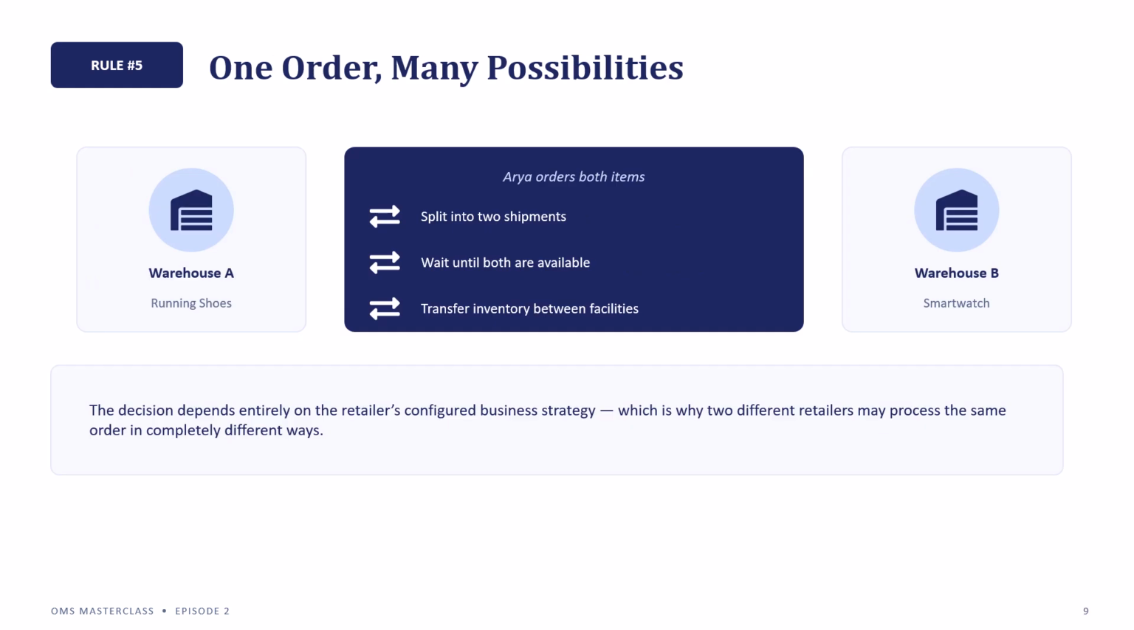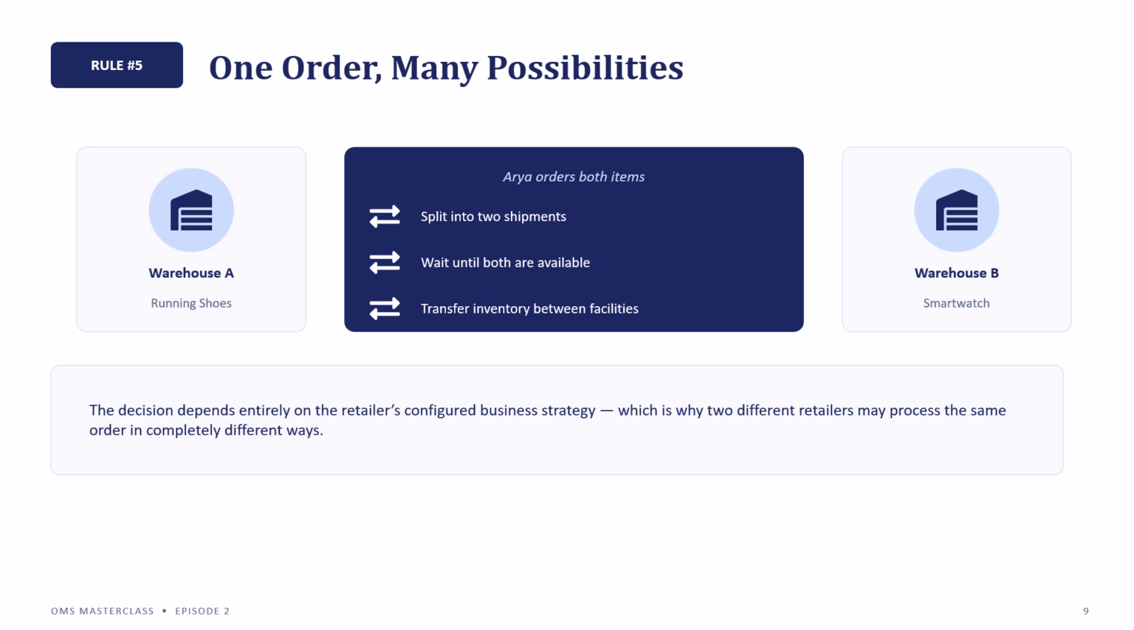So far, we have been looking at a single product order, but in the real world, customers often purchase multiple products in the same order. Let's continue Arya's story. This time, Arya orders a pair of running shoes and a smartwatch in a single order. When the OMS checks inventory, it finds that the running shoes are available in warehouse A while the smartwatch is available in warehouse B. Now the situation becomes more interesting. The OMS has multiple ways to fulfill this order.